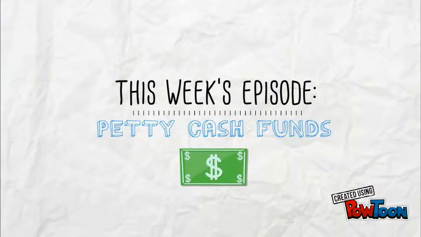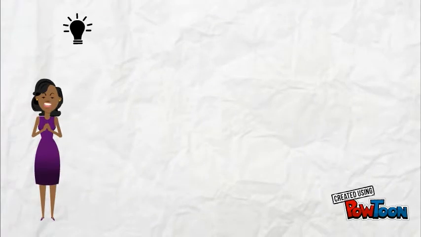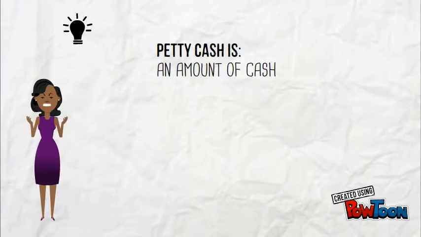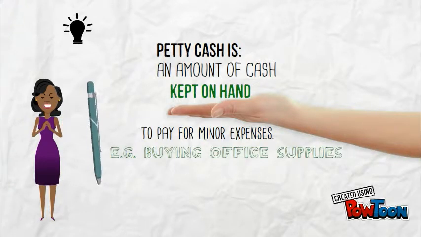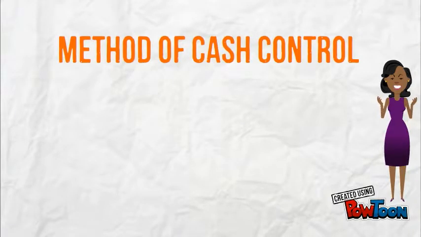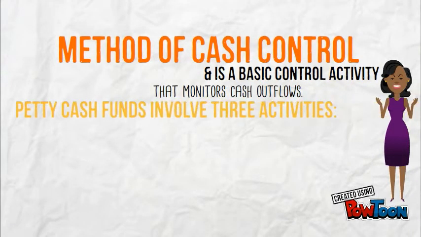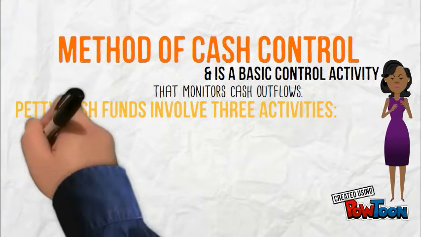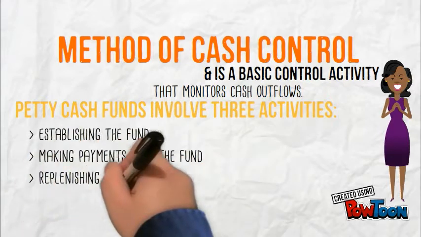This week's episode, Petty Cash Funds. So what is a petty cash fund? Petty cash is an amount of cash kept on hand to pay for minor expenses, for example, like buying office supplies. Petty cash is a method of cash control and is a basic control activity that monitors cash outflows. Petty cash funds involve three activities: establishing the fund, making repayments from the fund, and replenishing the fund.